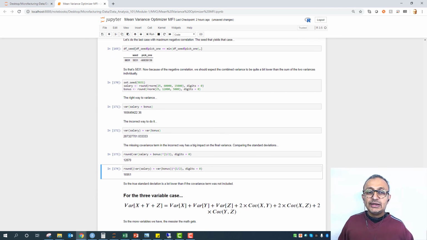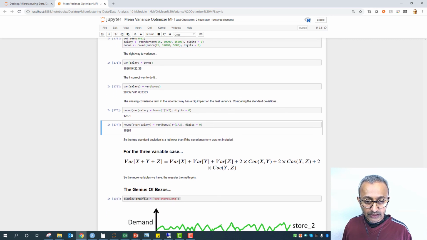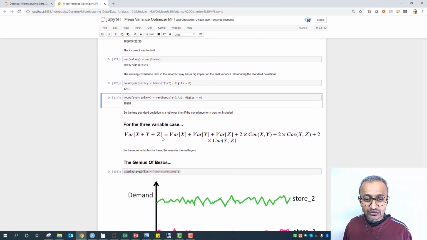So you see, covariance helps in trying to understand what your overall distribution looks like, and where it helps. I'm going to run through a real application, and this is the same math for a 3 variable case. And now we're going to talk about the genius of Bezos in the next video.